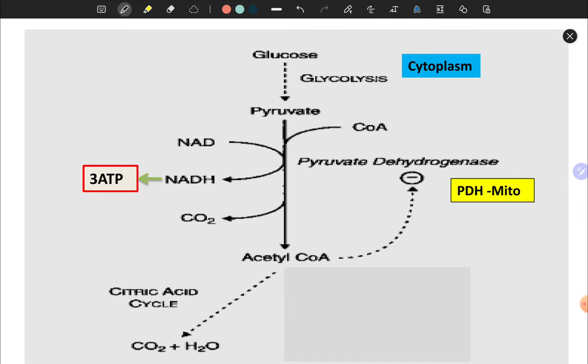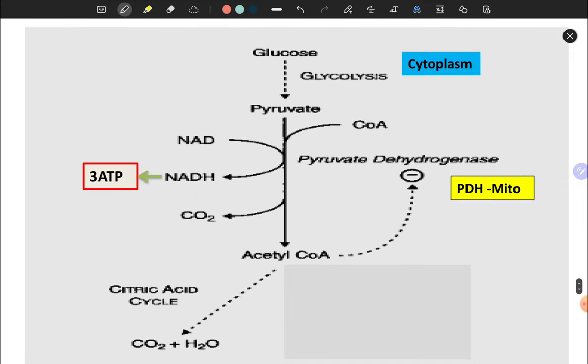How? We will discuss it in the last lecture. So pyruvate will give electrons to NAD, generating NADH. That will generate 3 ATP in the pathway called the electron transport chain. And it also decarboxylates, giving off 1 CO2 and generating a 2-carbon molecule called acetyl CoA.